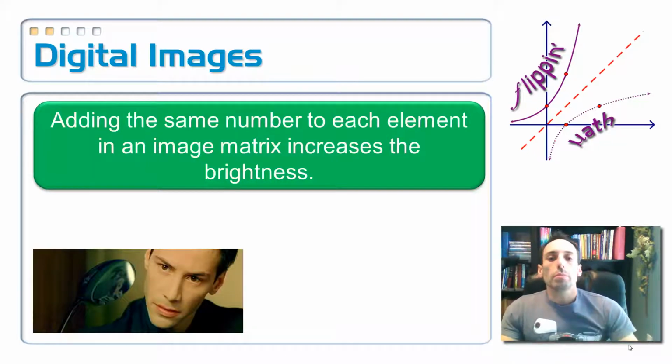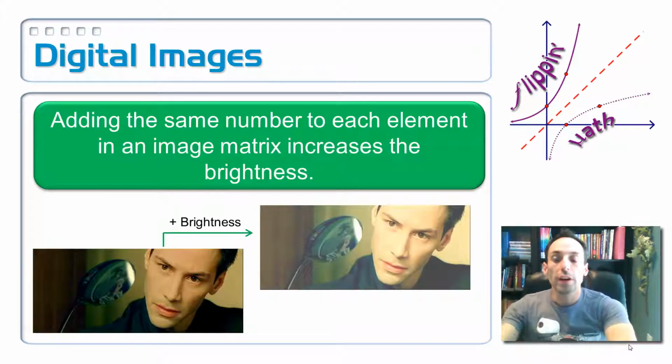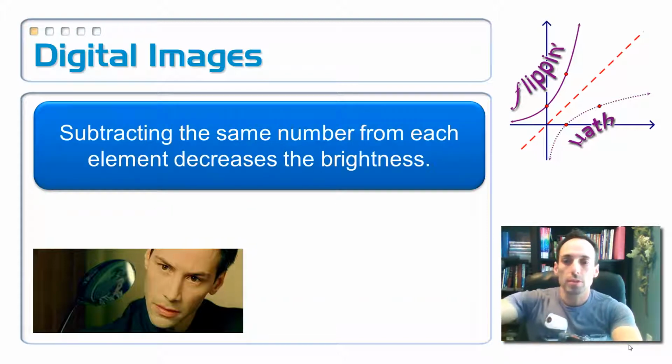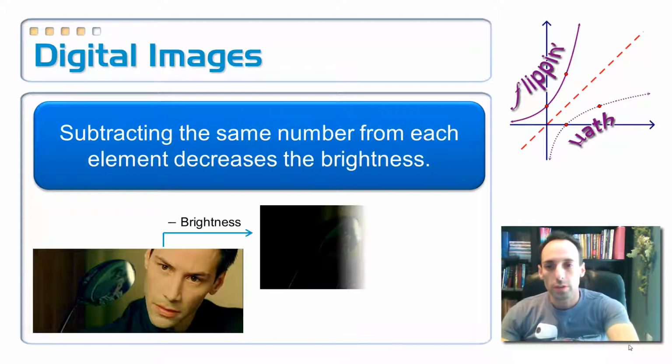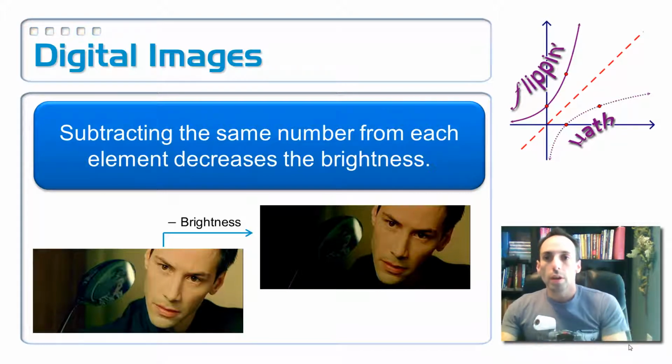So here's some more matrix addition. Adding the same number to each element increases the brightness. If I look at this picture of Neo here, and I add, say, the number 5 to each element inside of the image, it makes every single color a little bit brighter. If I subtract the same number from each one of those elements, I'm going to decrease the brightness. I'm taking each color element and subtracting the number 5 to make it less bright. So this is matrix addition and subtraction: just adding and subtracting the same number from each element.